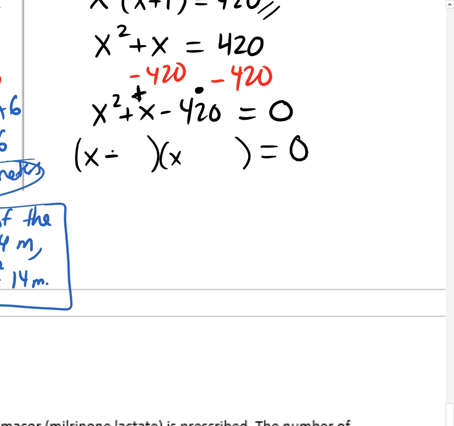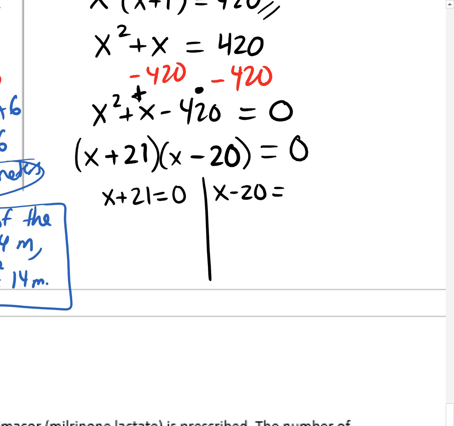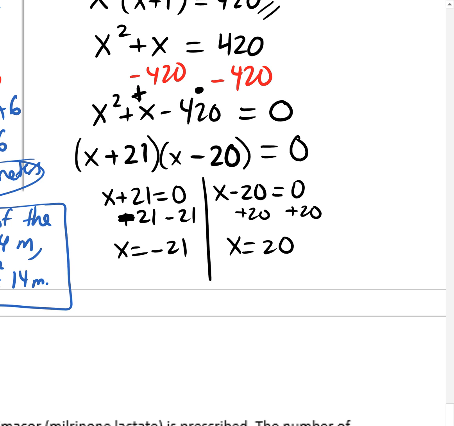I think that would be 21 and negative 20. That might take a little while to think of, but yeah, 21 times 20 is 420, and 21 plus negative 20 is positive 1. Now I'll set each of those factors equal to 0. If I solve the left one, I'll subtract 21 from both sides to get x is negative 21. On the right one, I'll add 20 to both sides to get x is 20.